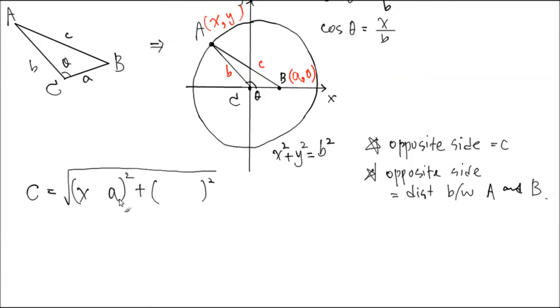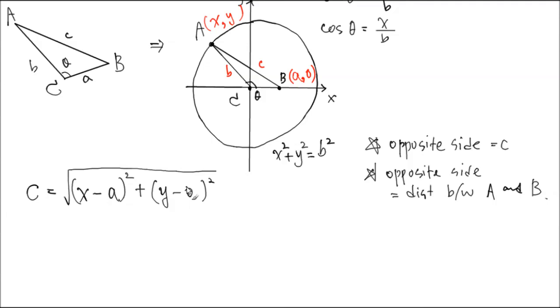A is the x-coordinate, right? And you subtract those two. So that's going to be the distance between the two x-coordinates. How about the y-coordinate? Y is one of these points there. The other one has 0, right? So it's minus 0.